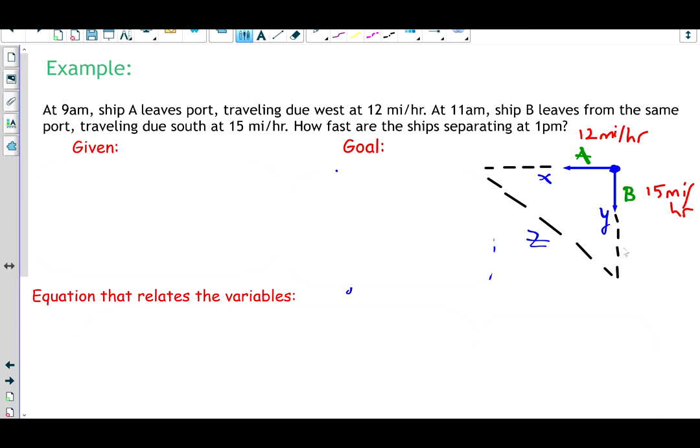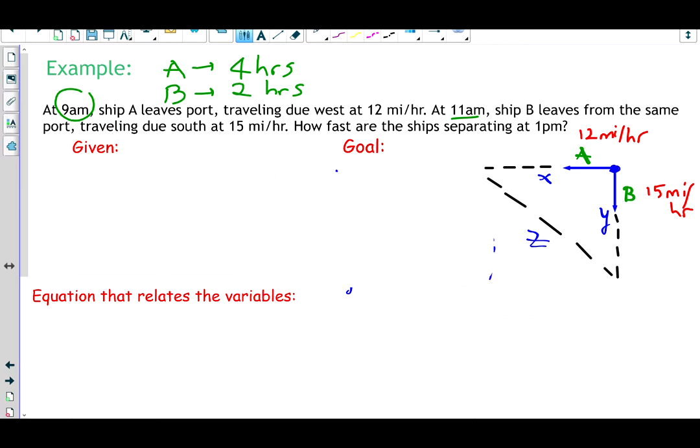I'm calling the distance that A is away from the port x, and the distance that B is away from the port y. How fast are the ships separating at 1 p.m.? And let's notice that A left at 9 a.m. So A would have traveled from 9 a.m. to 1 p.m. So A goes for 4 hours, whereas B, because B left at 11 a.m., so 11 a.m. to 1 p.m., B travels for 2 hours. So that'll be important as we set up the problem.